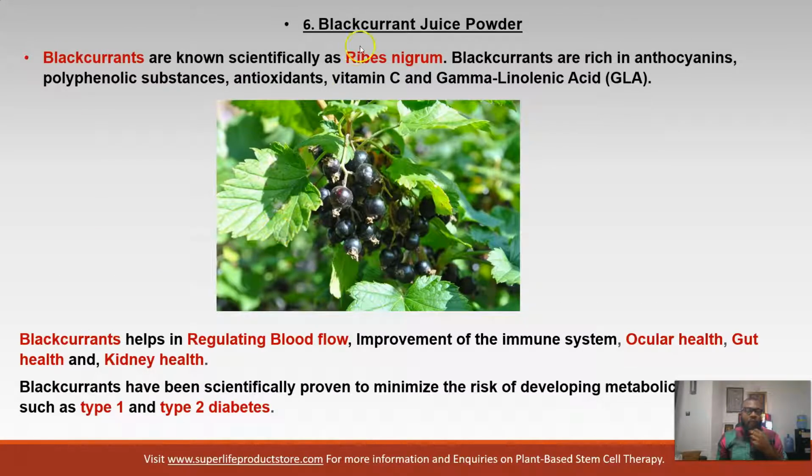And then we have the black currant juice powder, which is something that's very, very wonderful. We have a product which actually contains a high dose of this. I will show you at the end of this video. So black currants are scientifically called Ribes nigrum. They are rich in anthocyanins, polyphenolic substances, vitamin C, gamma linolenic acid, antioxidants, and all of that.